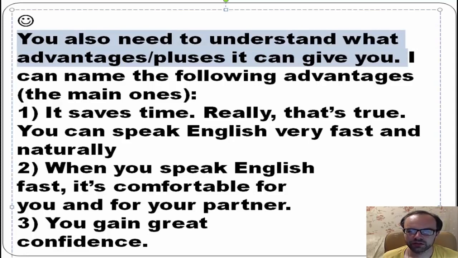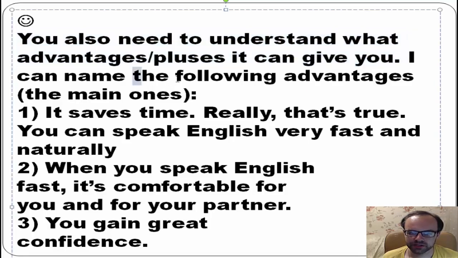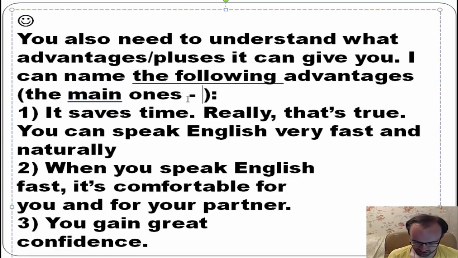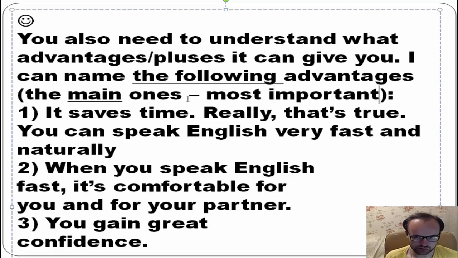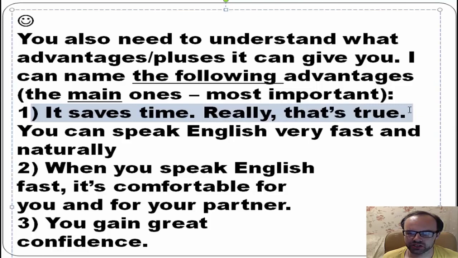I can name the following advantages, or I can name these advantages. So the following means these advantages, the main ones. So what is the main? It means most important, very important, which you really need to know. So it saves time.